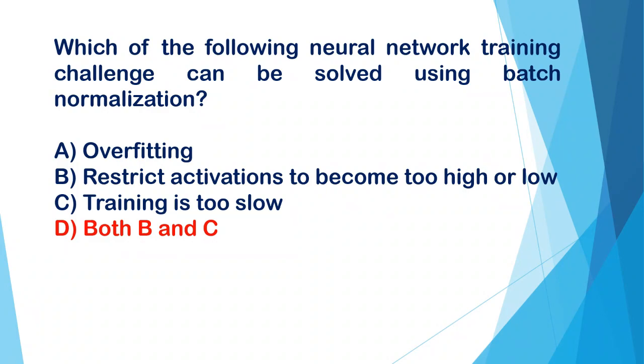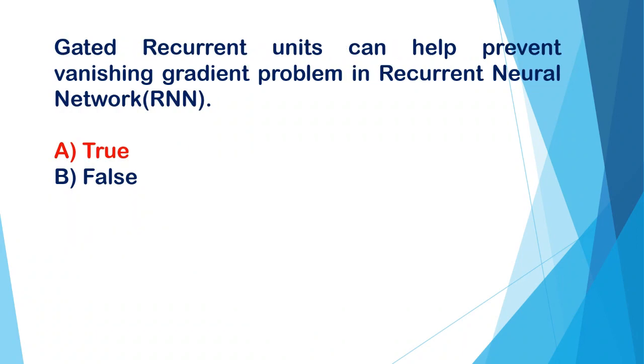Which of the following neural network training challenges can be solved using batch normalization? A: overfitting. B: restrict activation from becoming too high or low. C: training is too slow. Or D: both B and C. And the correct option is D. Gated recurrent unit can help prevent the vanishing gradient problem in a recurrent neural network or RNN. A: true, B: false. And the correct option is A, true.